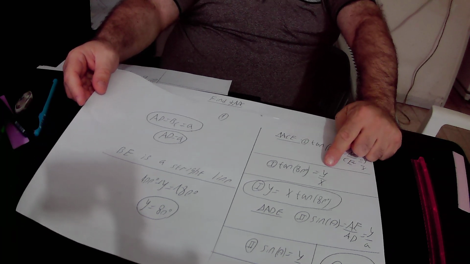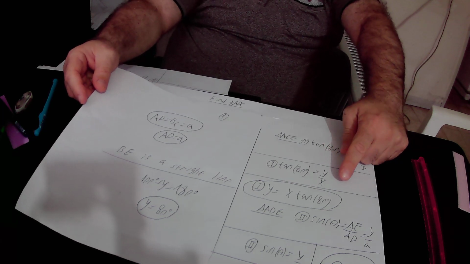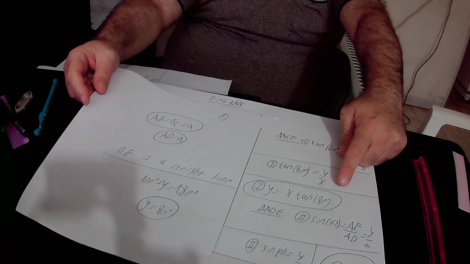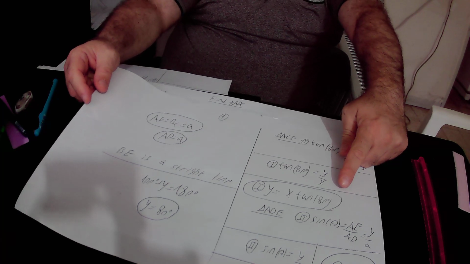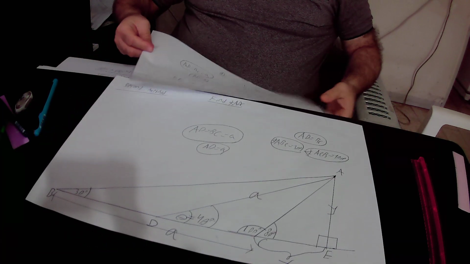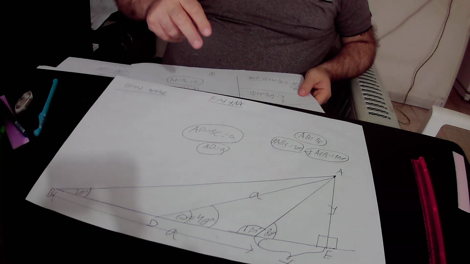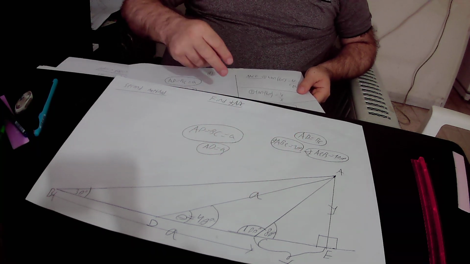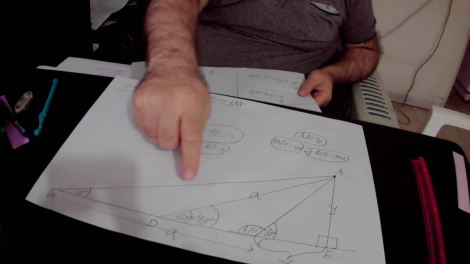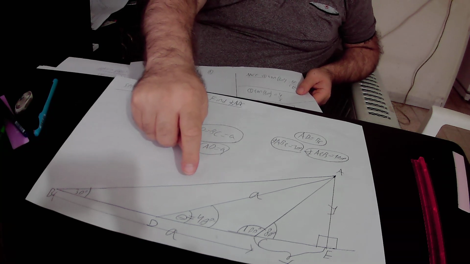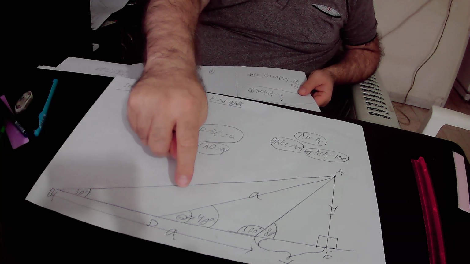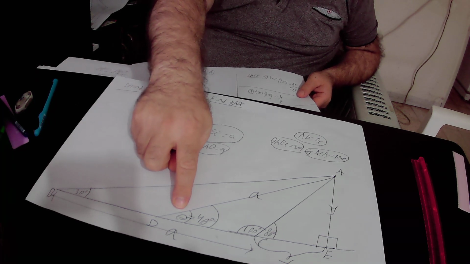We multiplied equation number 1 by X, and we got that Y equals X tangent 80 degrees. Then we focus on the right triangle, triangle ADE. In this right triangle, we defined the missing angle, the angle that we are looking for, angle ADE, as angle theta.